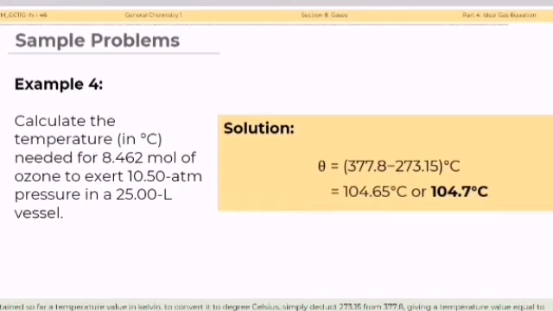We obtained so far a temperature value in Kelvin. To convert it to degrees Celsius, simply deduct 273.15 from 377.8, giving a temperature value equal to 104.65 degrees Celsius. Our basis for significant figures is the calculated value of 377.8 and not the correction term of 273.15. So our final answer must have one decimal place. With this, we have temperature equal to 104.7 degrees Celsius.